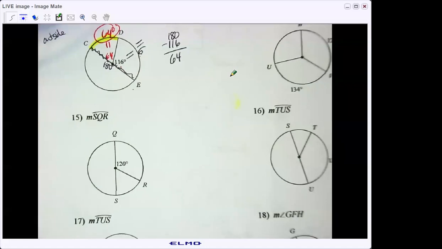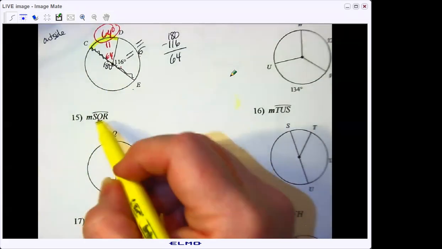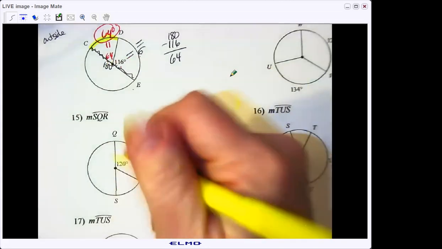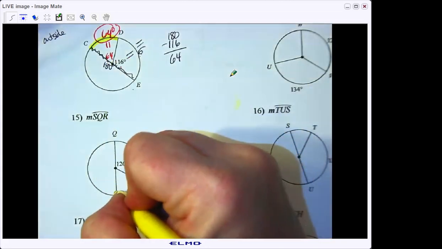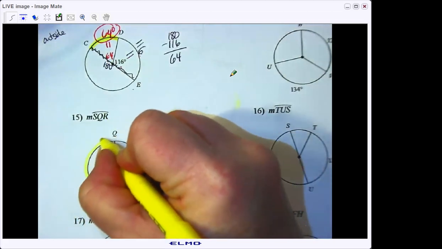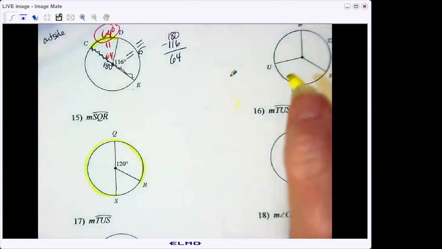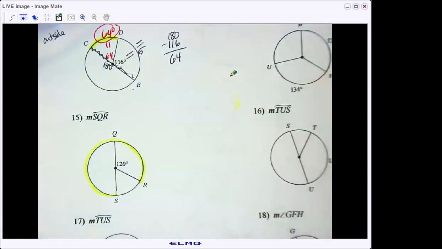So let's look at number 15. I need arc SQR. So we're going to follow the letters. Remember, I don't know if you saw Wizard of Oz, we're going to follow the Yellow Brick Road. So we're going to go S to Q to R, S in the direction of Q, and then all the way back around to R. That's what we're trying to find. So according to the letters, put this in your chat box, is your answer going to be bigger or smaller than 180?